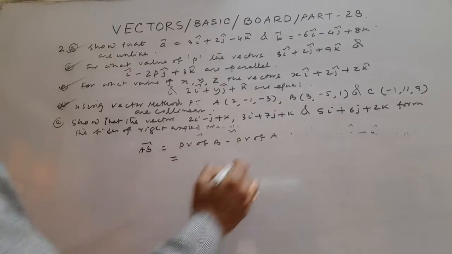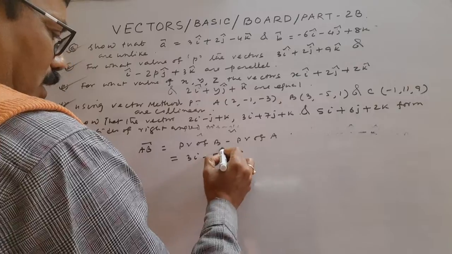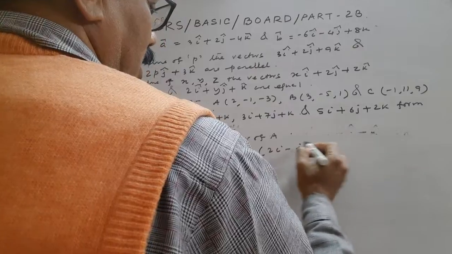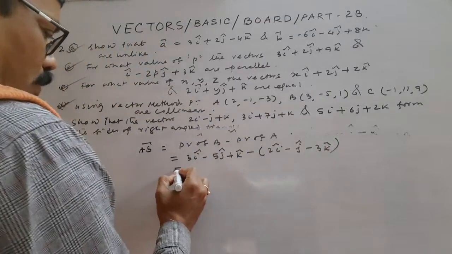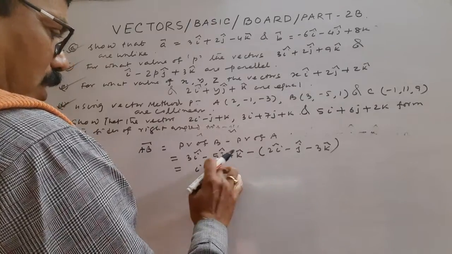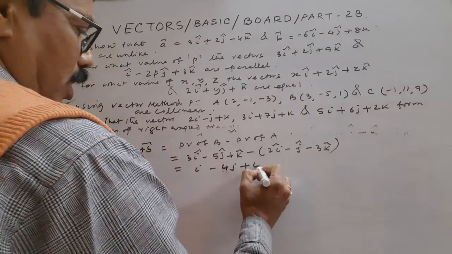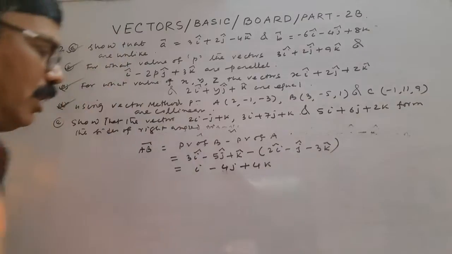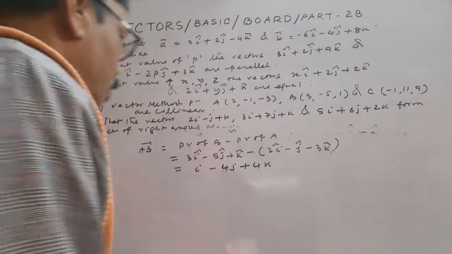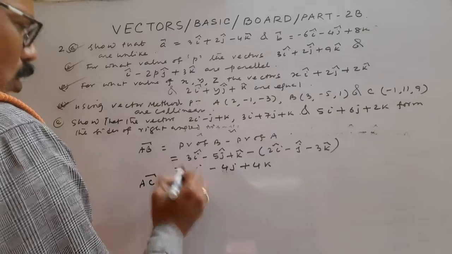So what is PV of B? 3i minus 5j plus k. And PV of A is 2i minus j minus 3k. If we subtract, this is i, minus 5j plus j is minus 4j, plus 4k. So this is the AB vector.